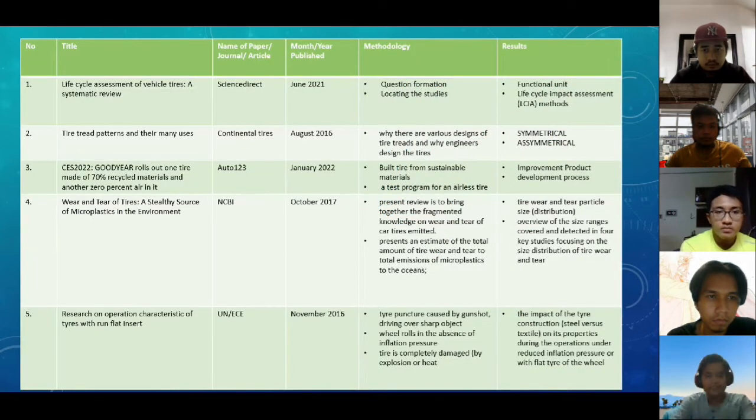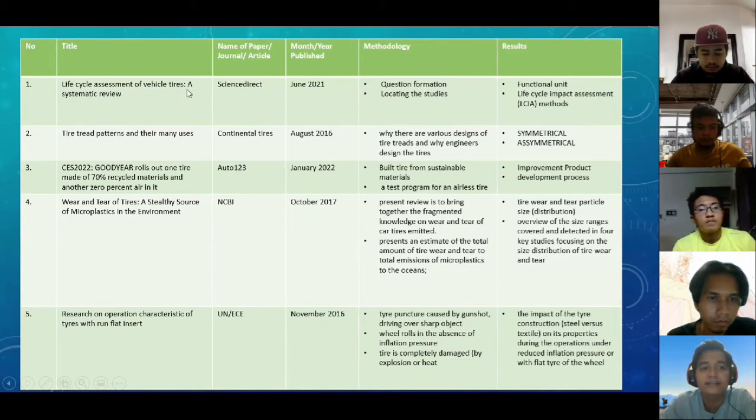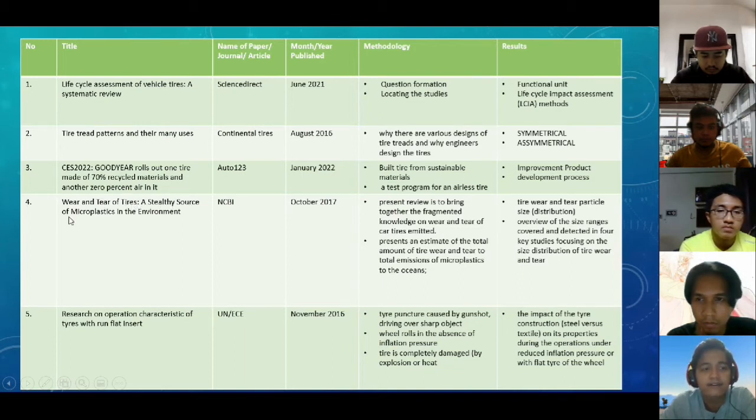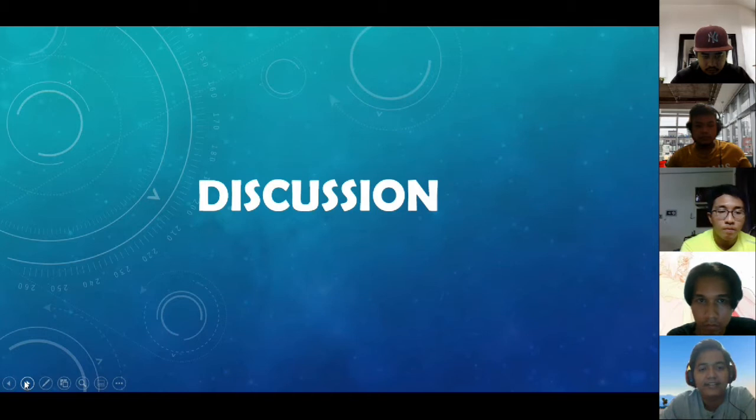A little bit of feature review. First, the journal is life cycle assessment of a vehicle tire: a systematic review. Second, the tire tread pattern and their many uses. Third is Goodyear rolling out a tire made of 70% recycled material and another with 0% air in it. Fourth, wear and tear of the tire: a stealthy source of microplastic in the environment. Fifth, the research on operation characteristic of tire with run flat inserts. So next, the discussion for the journals.